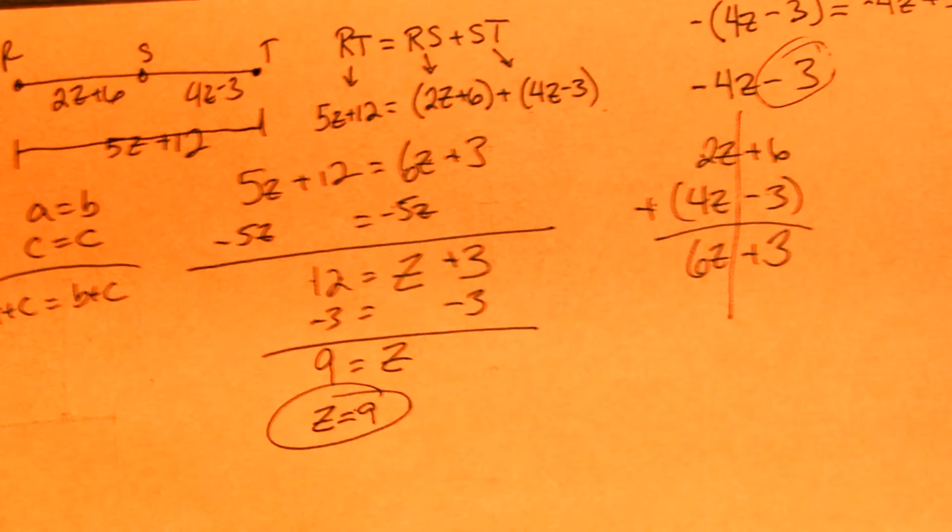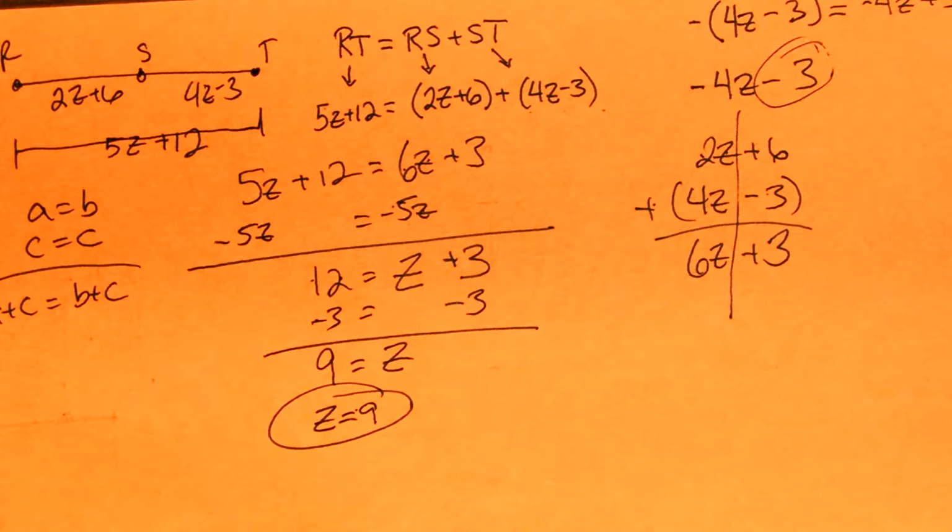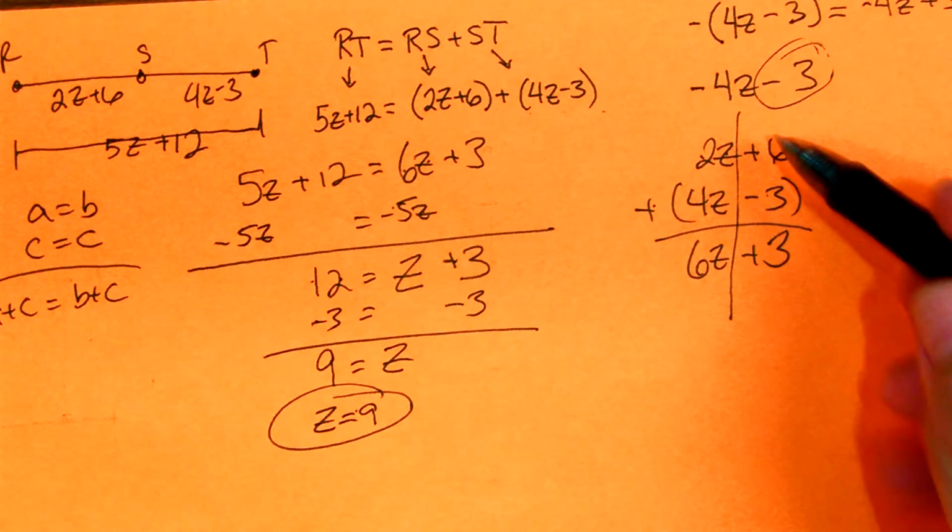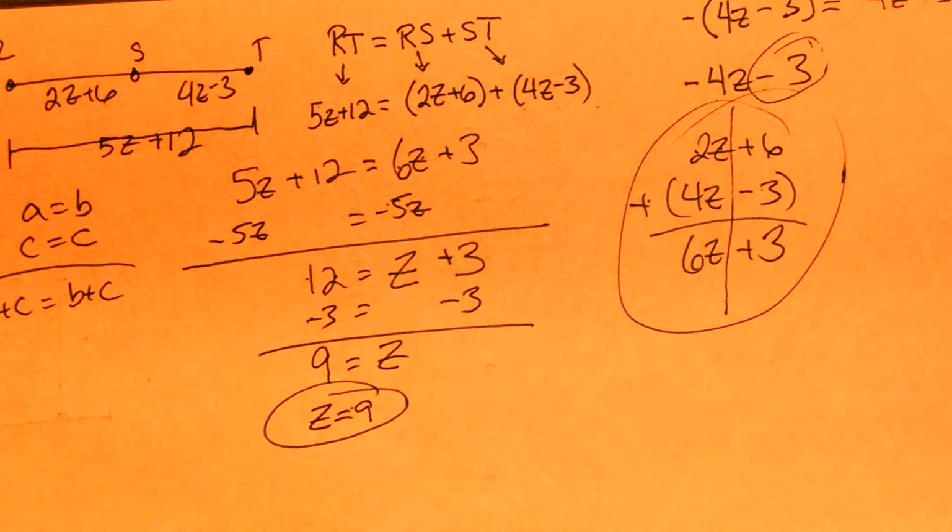So I wanted to show you that in the middle of the problem, when you're doing your work, there's nothing wrong with doing it like that. You don't always have to do everything in a horizontal line. If that confuses the heck out of you, put them into columns. Put them into columns of like terms. Columns of like terms work out really nicely.